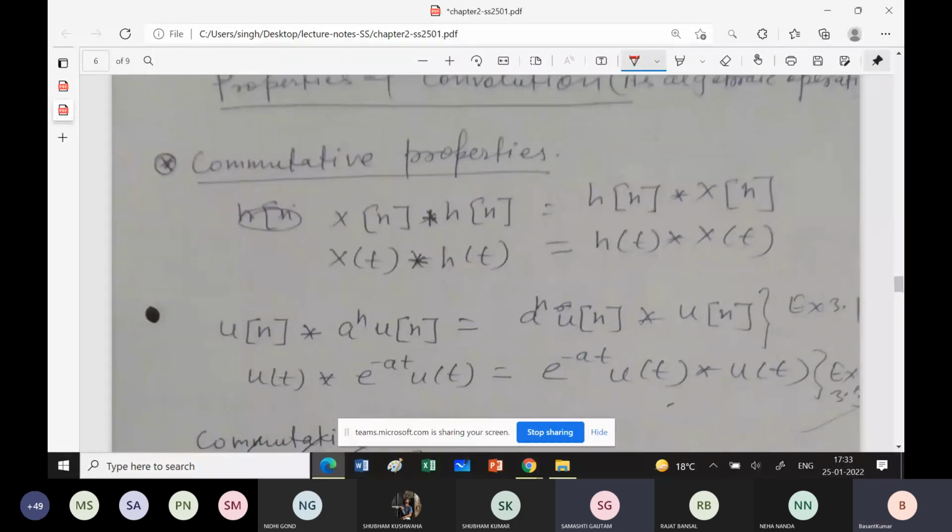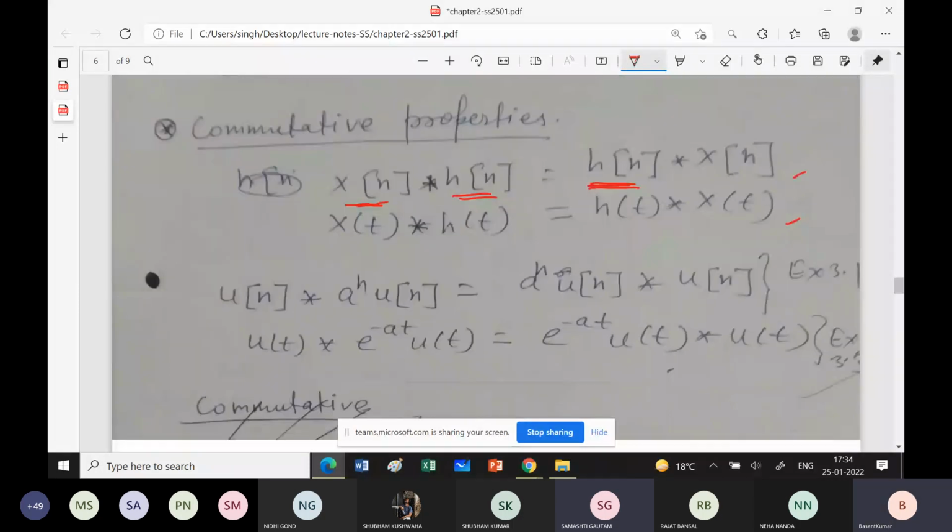Now one is the commutative property. You have seen all these properties before, but here they have some use. Generally we sometimes use them, sometimes we do not. So this is your signal, this is your response, and the convolution of the two. Now this is equal to the impulse response convolved with the input signal. So if you just interchange it, it doesn't affect. The same thing happens in the case of continuous time.